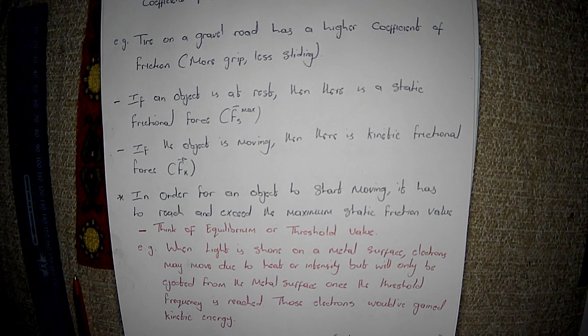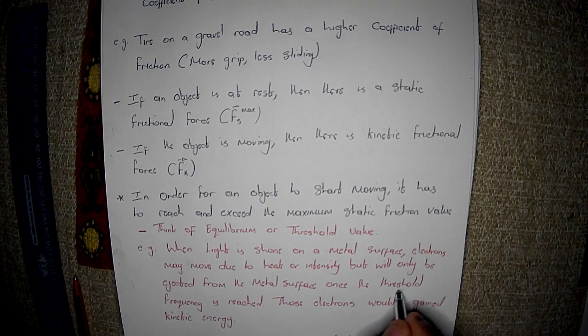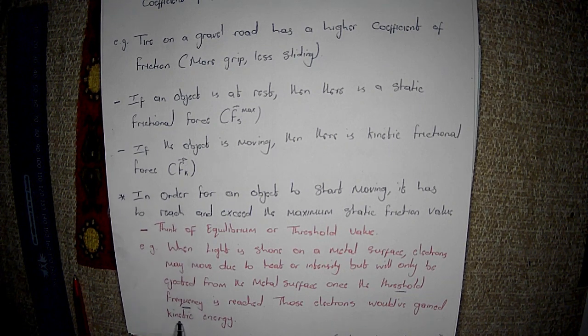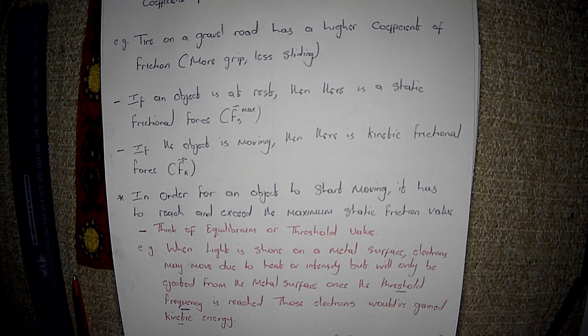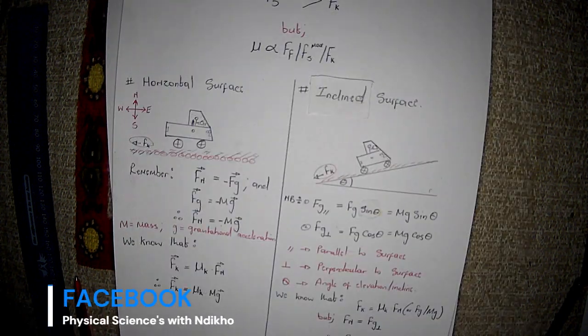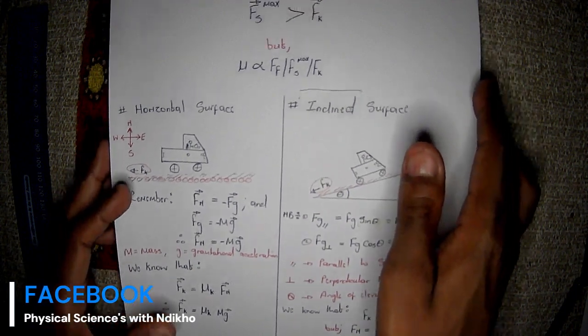Now, when light is shone on a metal surface, electrons may move due to heat or intensity, but will only be ejected from the metal surface once the threshold frequency is reached. Once the threshold frequency is reached, those electrons would have gained kinetic energy. Coming back to this word, kinetic. Kinetic is all about movement. Please do not forget that.